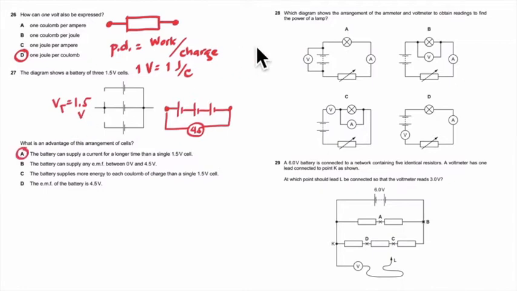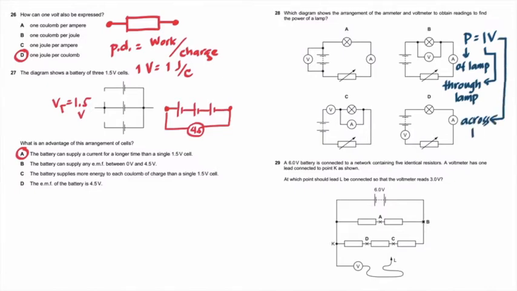Now for this question, the concept behind the correct answer is this. The equation for power equals the product of current and voltage. However, in using this equation, if you want to find the power of the lamp, then the current that you need is the current that passes through the lamp, and the voltage across the lamp. Let's check the options.